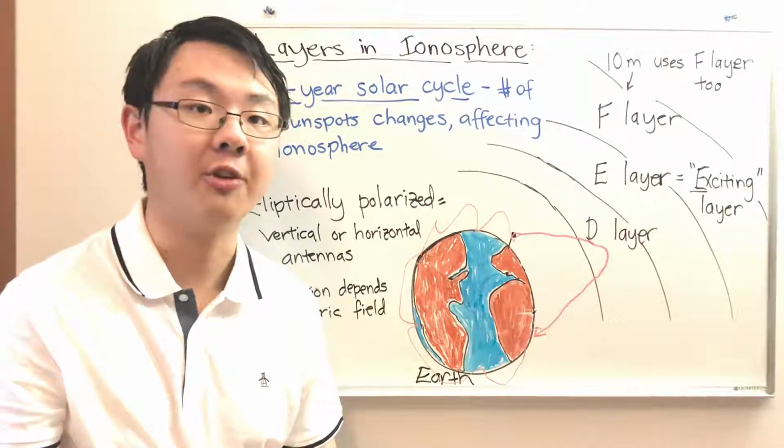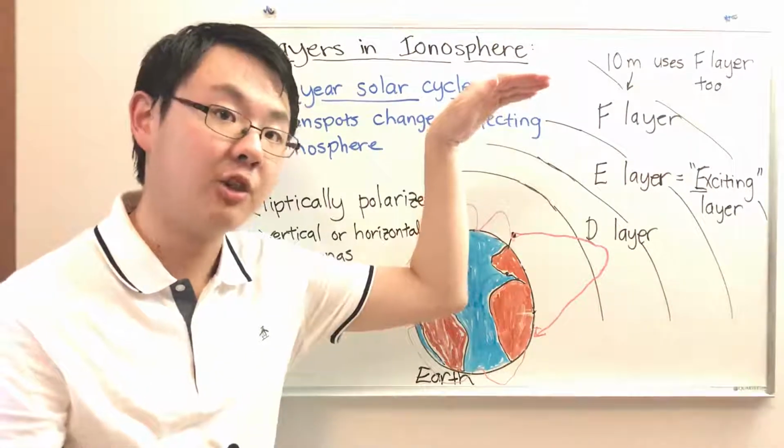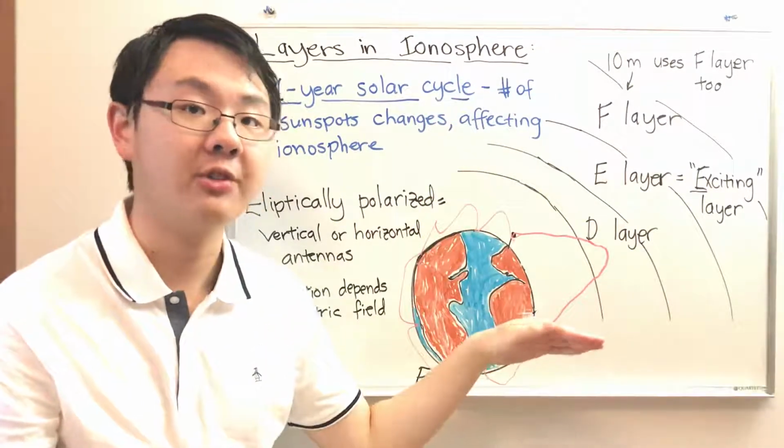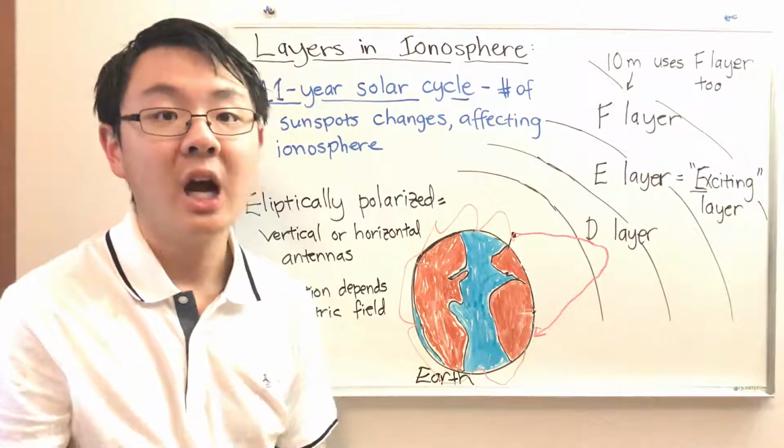It repeats every 11 years. It reaches a peak with a lot of sunspots. It reaches a dip with no sunspots. It starts again every 11 years.